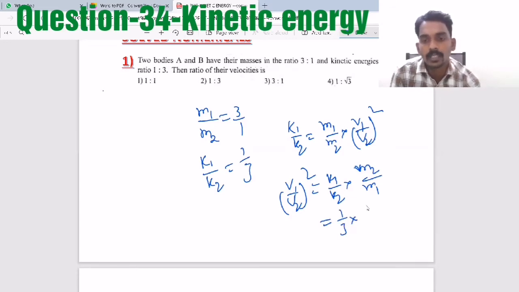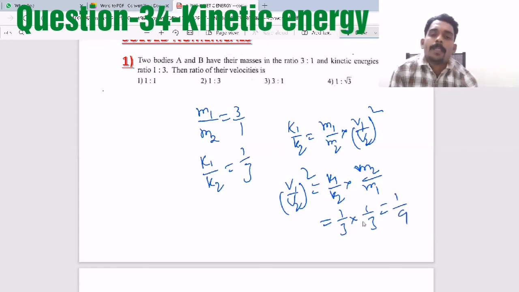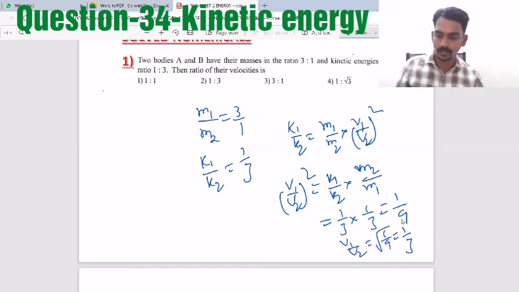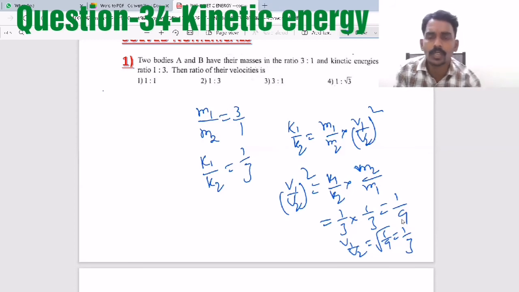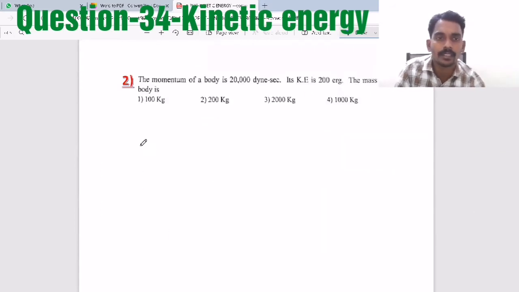And m2 by m1 is also 1 by 3. So it will become 1 by 9. So v1 by v2 will become under root 1 by 9, nothing but 1 by 3. So this way, simple questions will be asked based on the concept of kinetic energy.